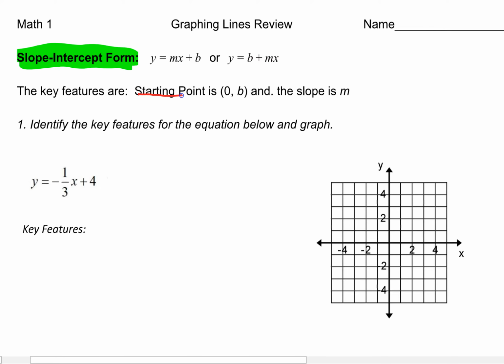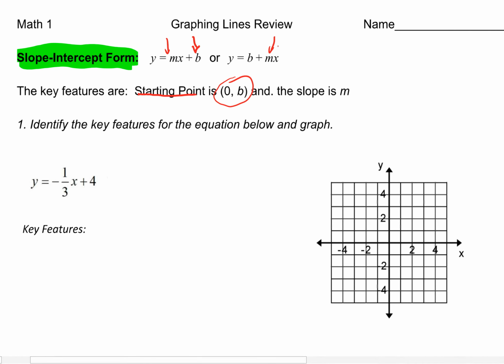We're going to have a starting point, and this b right here is your y-intercept. It's always going to pertain to a point, to this point right here, (0, b). The slope, which is your rise over run, is whatever is multiplied to x, whatever the coefficient of x is.